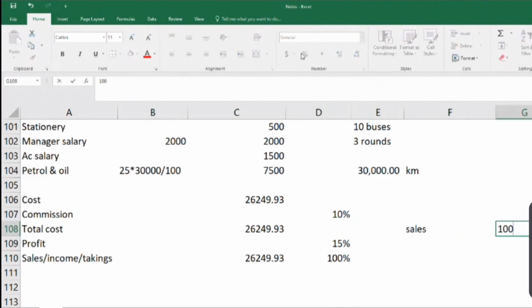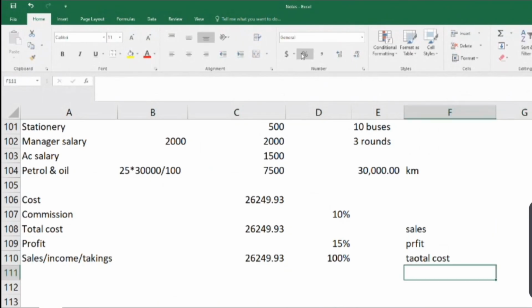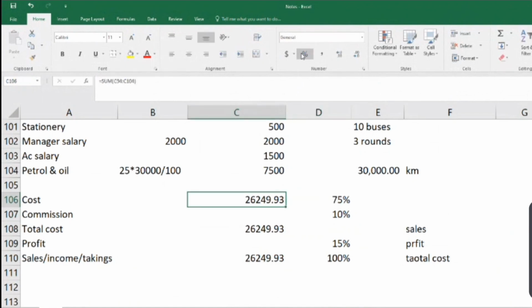If you could say sales as 100% and profit as 15%, your total cost will be 100 minus 15. This is your total cost. Ignore the spellings. I am not very good at typing, so it occurs. So this total cost will be 85%. Out of it 10% is your commission. So this is 75%.